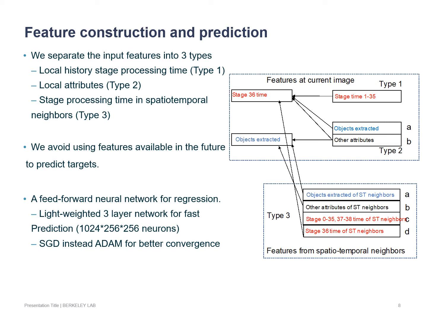For example, the moment when a model makes a prediction for the processing time of stage 36, the features that are used for this prediction must be available at checkpoint 36. Otherwise, the prediction result is useless for scheduling computation resources, since the program for running stage 36 has already started.